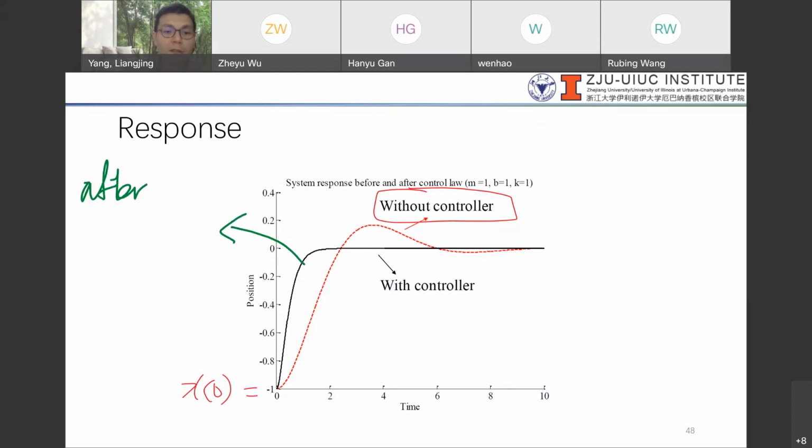after putting kp, kv, we're going to have a critically damped system that recovers a lot better. So now you have a shorter settling time, you have less overshoot.